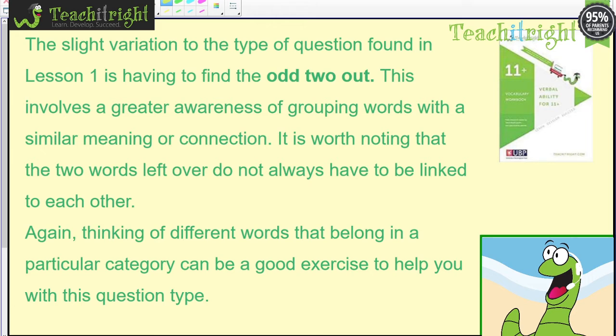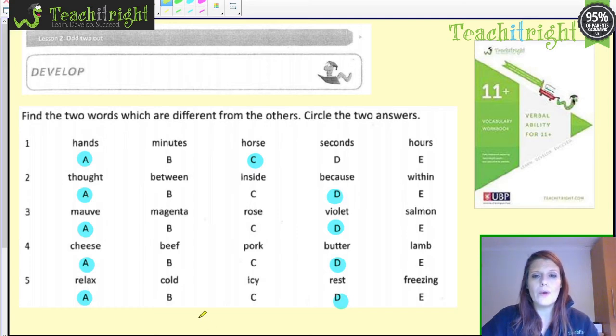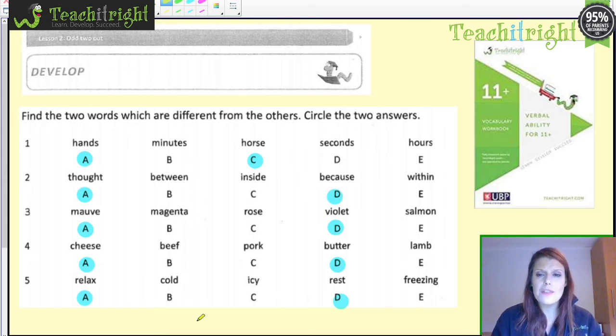This time you have 5 words, but they don't necessarily have to be related to each other. Again, thinking of different words that belong in a particular category can be a good exercise to help you with this question type. So first of all, we're having a practice and developing. Find the 2 words which are different from each other. So here we have hands and horse. The others are all intervals of time.